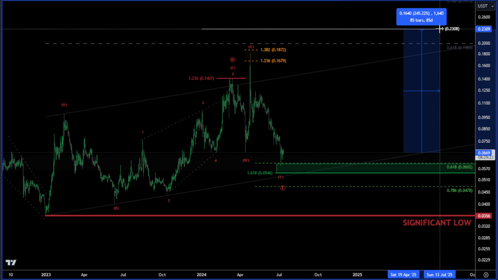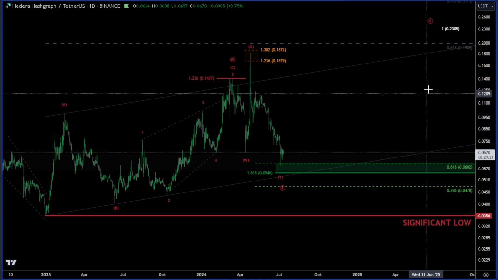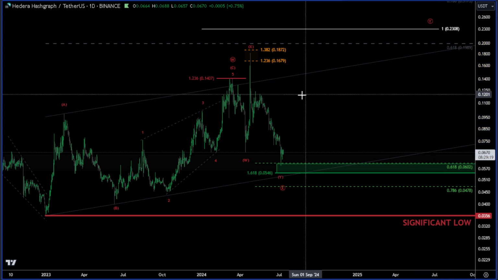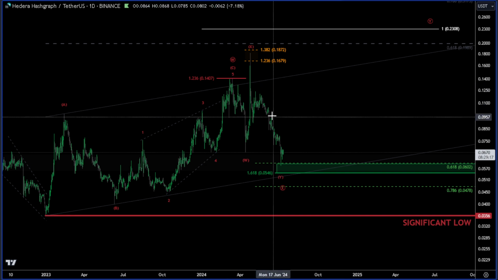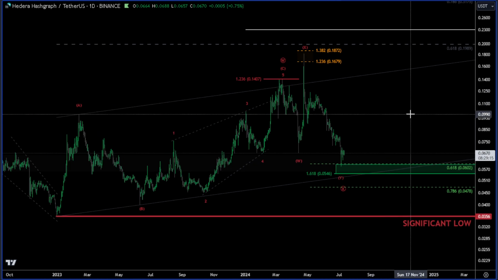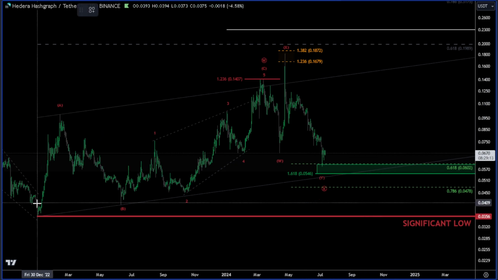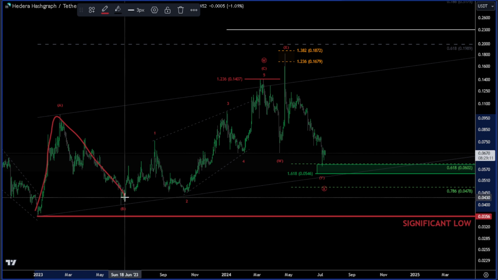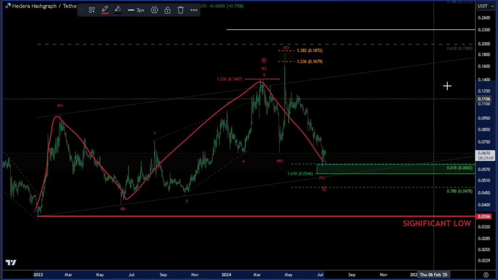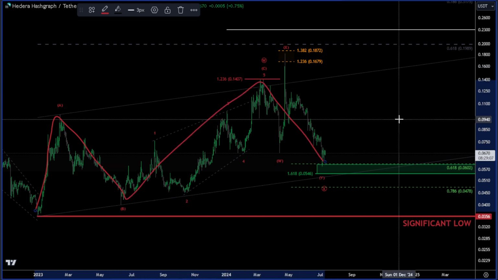which would be a pretty nice 240% from this price. Nothing wrong with that. So that's currently my primary count. Alternatively, this can also still be a valid 1-2-1-2. Just keeping that in mind.